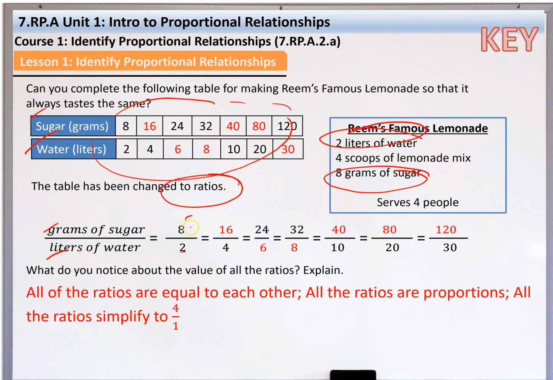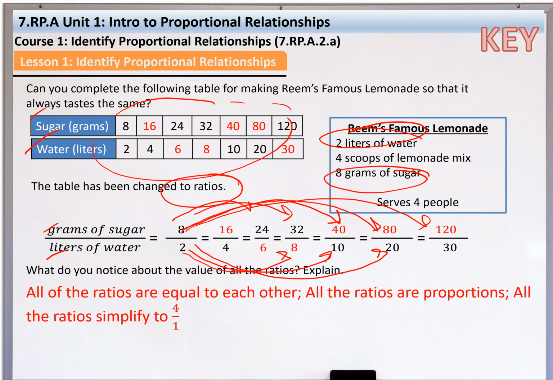So 8 to 2. Times 2, 8 times 2 gives us 16, 2 times 2 gives us 4. 8 times 3 gives us 24. 2 times 3 gives us 6. 8 times 4 gives us 32. 2 times 4 gives us 8. 8 times 5 gives us 40. 2 times 5 gives us 10. 8 times 10 gives us 80. 2 times 10 gives us 20. And 8 times 15 gives us 120. 2 times 15 gives us 30.